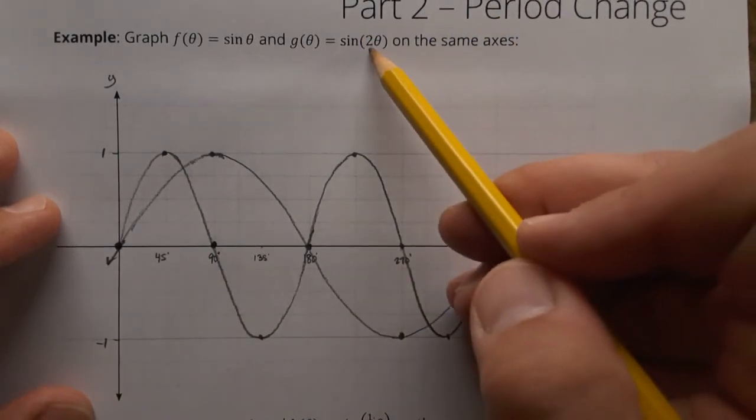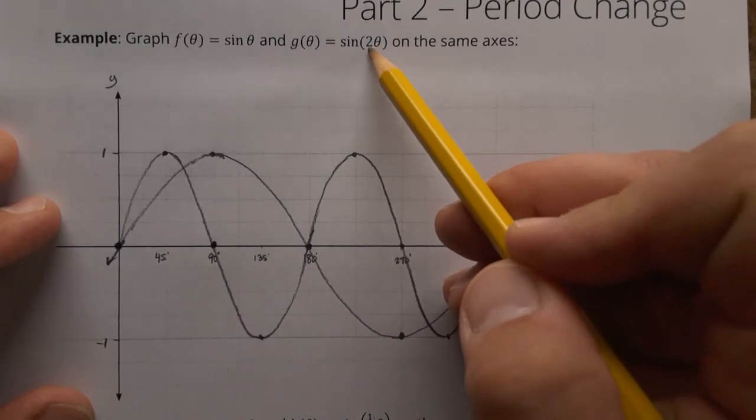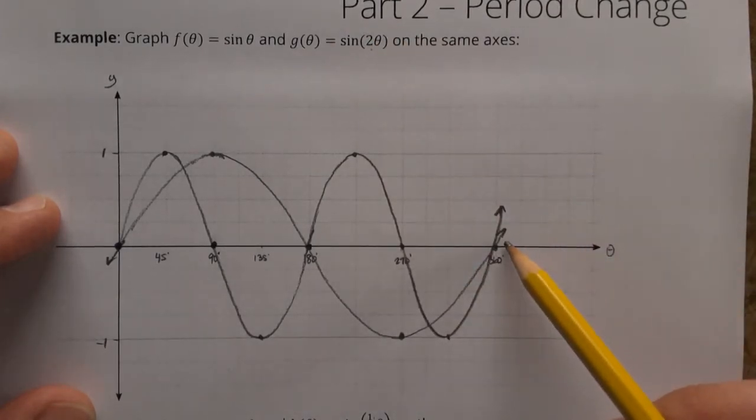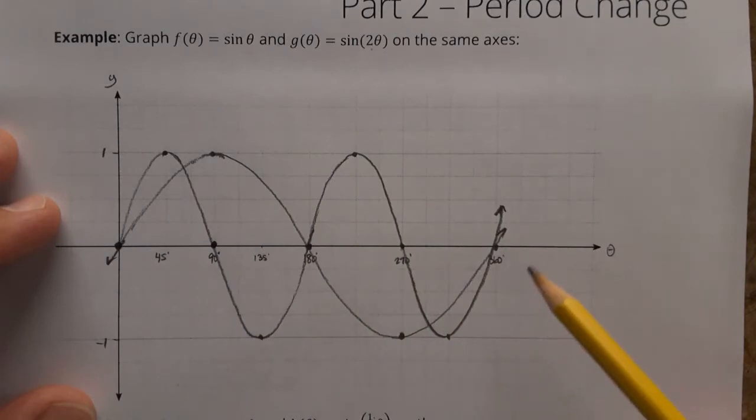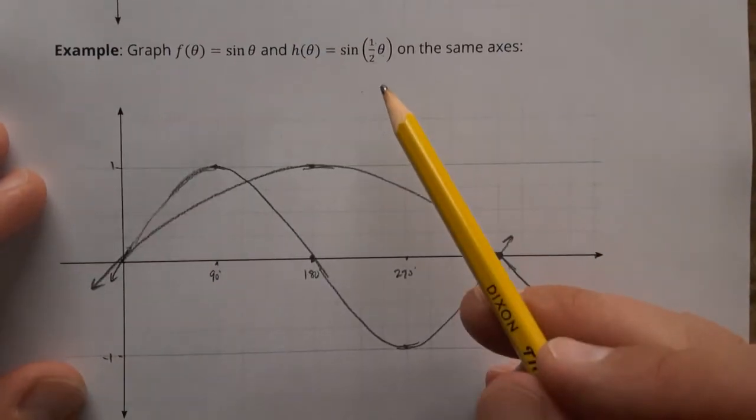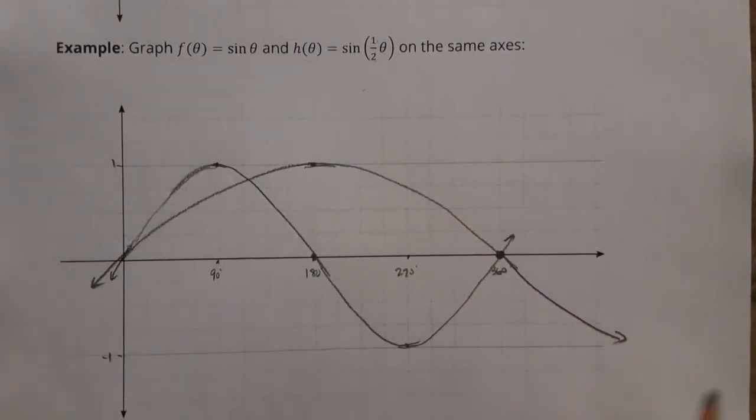Another way to think about it is this number tells you how many cycles you can get in the usual 360. 2 full cycles. Only half of a cycle in this example. So this lets us find the period.